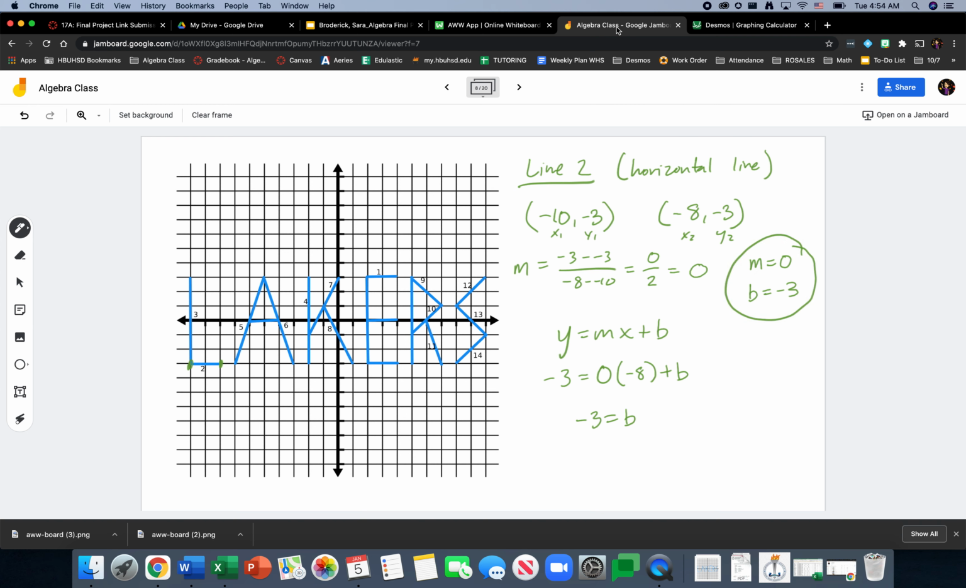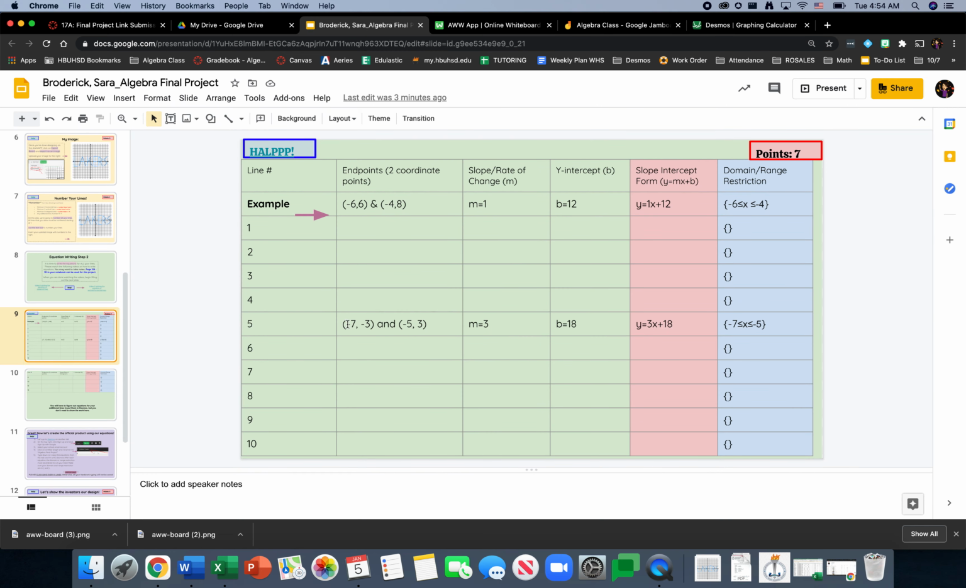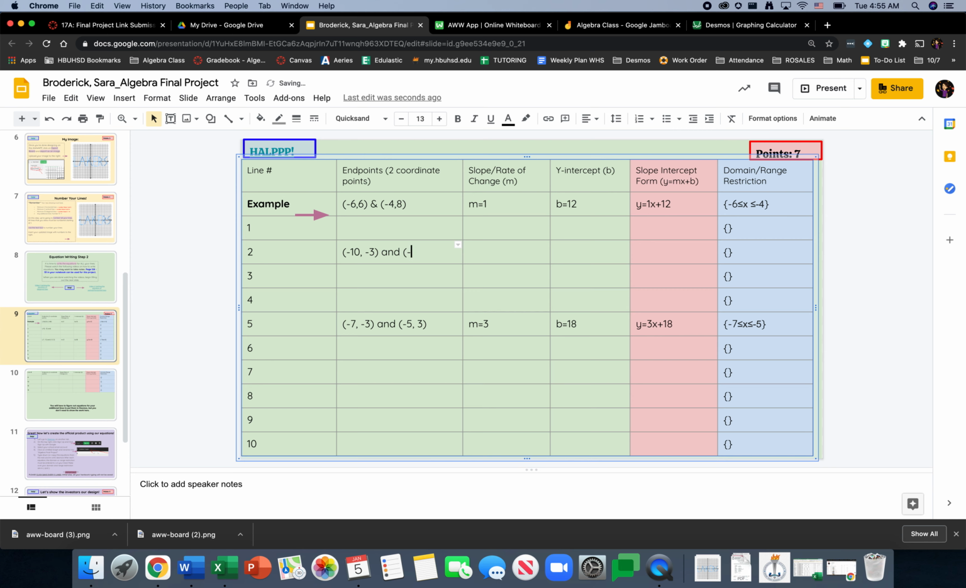Again, I'm hoping that you didn't have to do any of this math, that you could just look at that line and decide those things. So that is line 2. So I'm going to go ahead and fill in my two endpoints: negative 10, negative 3, and negative 8, negative 3. This was a horizontal line, so my slope is 0. My b is negative 3, so my slope-intercept form is technically correct, but please don't write that. 0 times x is 0. This should just be written as y equals negative 3.